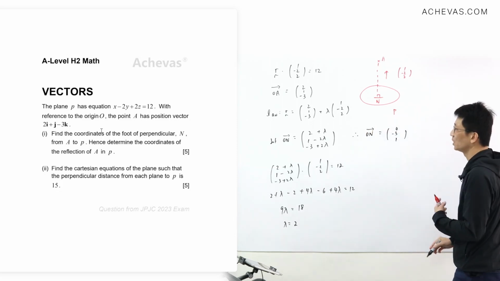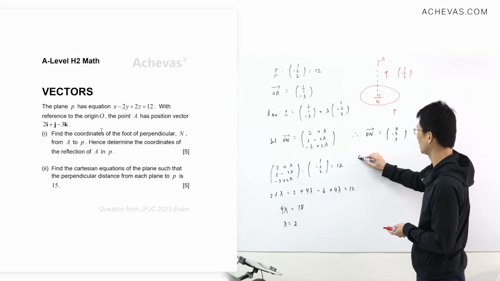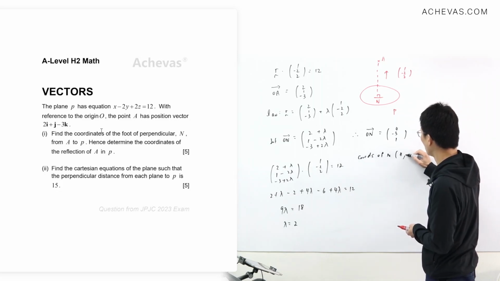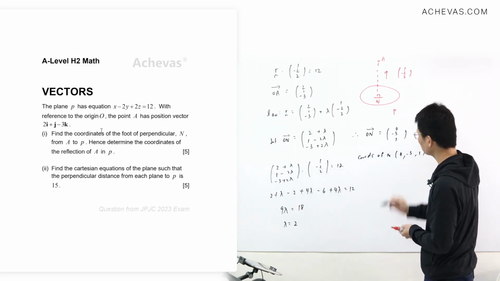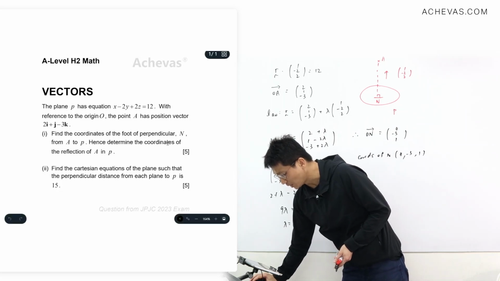Since the question requires us to find the coordinates, we can just say the coordinates of N is (4, -3, 1). Okay. So the next part of the question says, hence determine the coordinates of the reflection of point A in P.